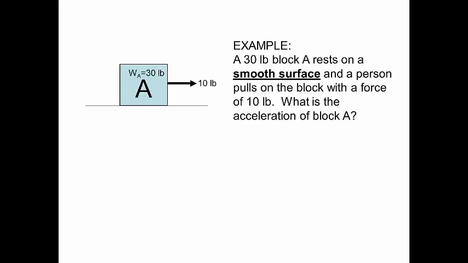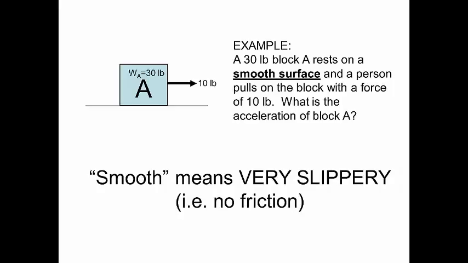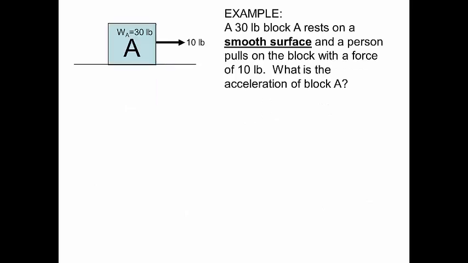Here's an example. We have a 30-pound block that rests on a smooth surface, and a person pulls on the block with a force of 10 pounds. What is the acceleration of block A? Well, first of all, we have to understand what they mean by smooth surface. Smooth means very slippery. For example, no friction. So we have our 30-pound block. We're pulling on it with 10 pounds on a smooth surface. And we want to find the acceleration of block A.